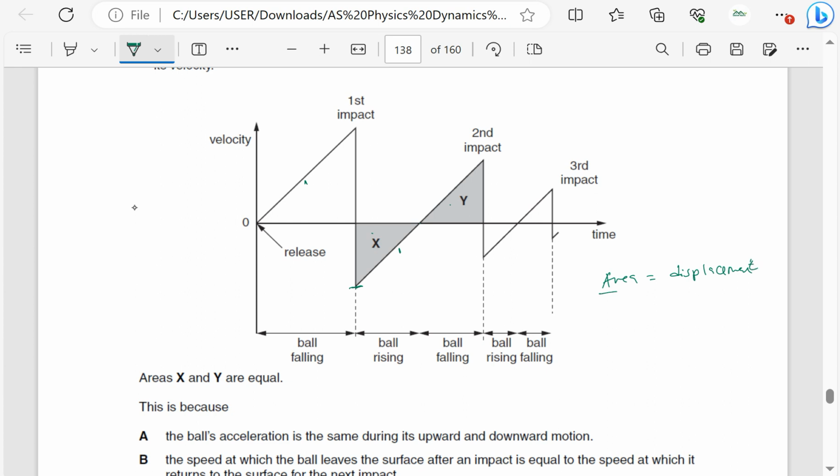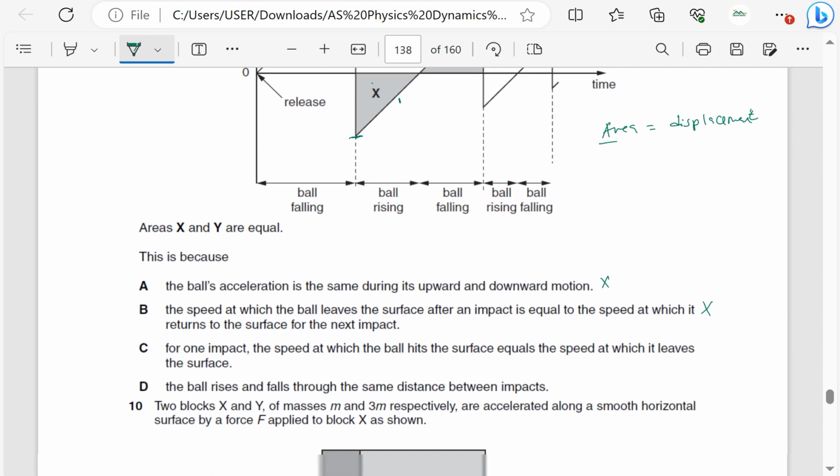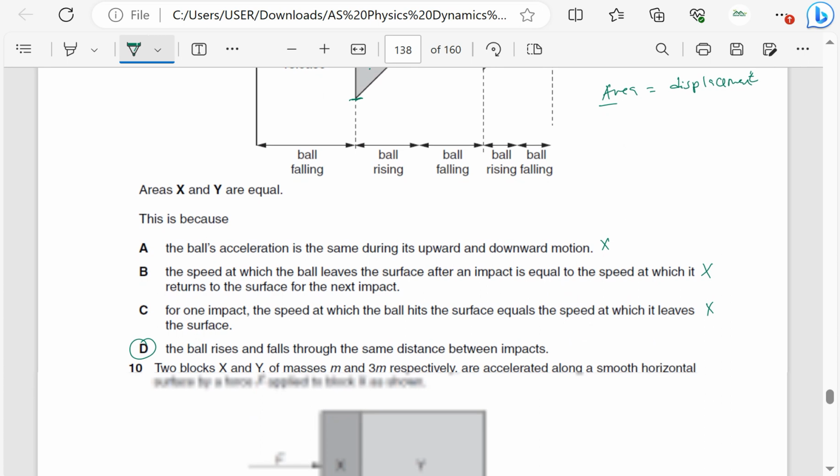So area is equal to the displacement, so area should be relating to distance. So this means this is wrong. The speed at which the ball leaves, so this is wrong. For one impact, the speed at which the ball hits the surface equals the speed at which it leaves. Area is the displacement or distance. The ball rises and falls through the same distance, so the answer is going to be D, because the area will be the distance. If this area is the same as this, it means the ball rises and falls through the same distance. So the answer is going to be D.